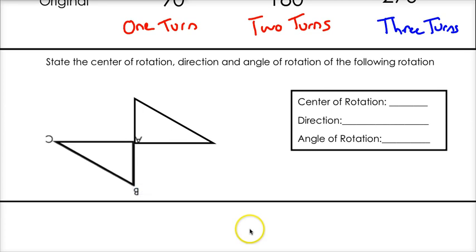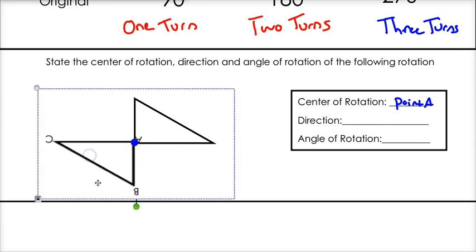Okay, so let's see if we can figure this out. First, what was our center of rotation? Where were we rotating around? Well, if you saw this right, I know this is upside down, our center of rotation was point A. And remember, it's always a point.